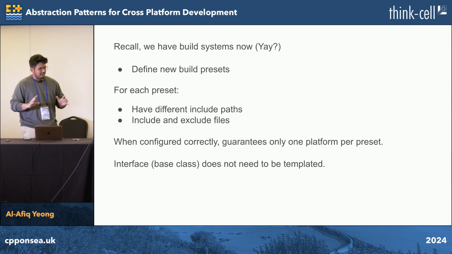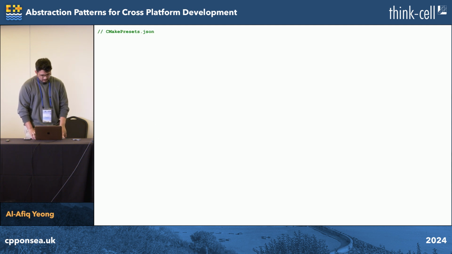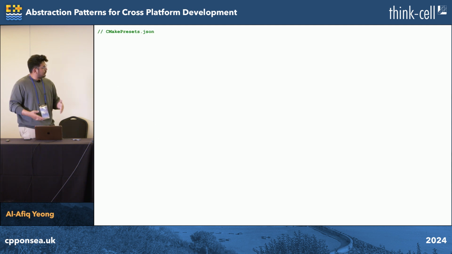Now, as you can already figure out, this is a very hacky solution, which really relies on the build system. So what I've done is basically strip out the template from CRTP, right? It basically just becomes CRP. So how do we do the CRP?